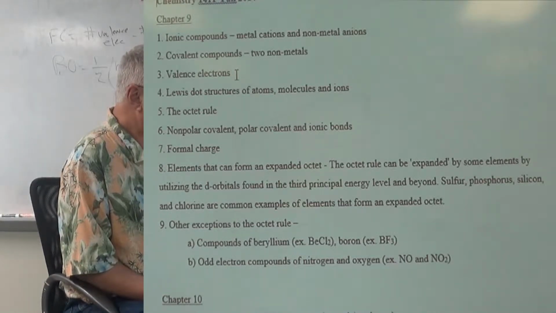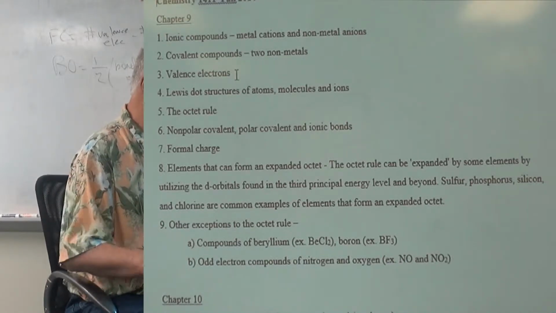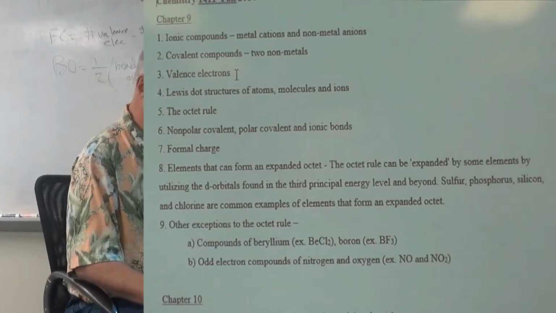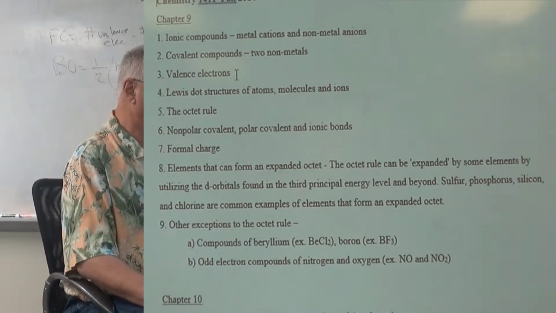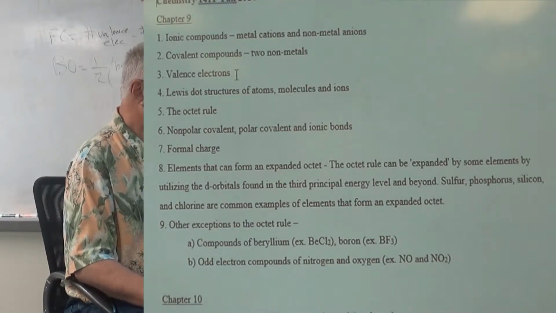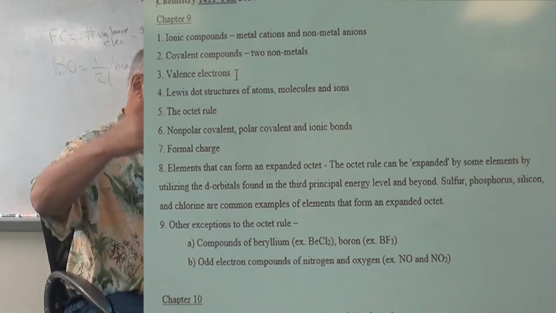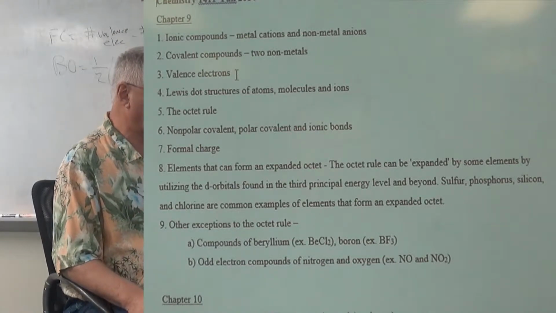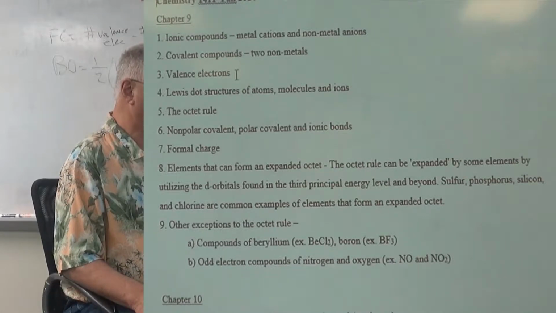And then, of course, Lewis dot structures, even though there's exceptions to the octet rule, many thousands, if not millions, of compounds can be rationalized by essential atoms wanting an octet in their valence shell, and they do this either by gaining, losing, or sharing electrons. And if it's a molecule, then electrons are going to be shared.